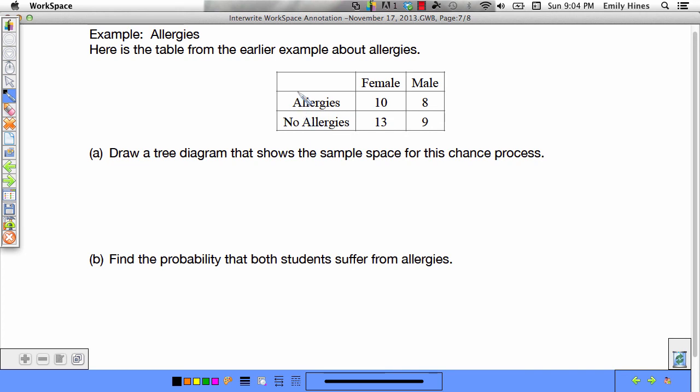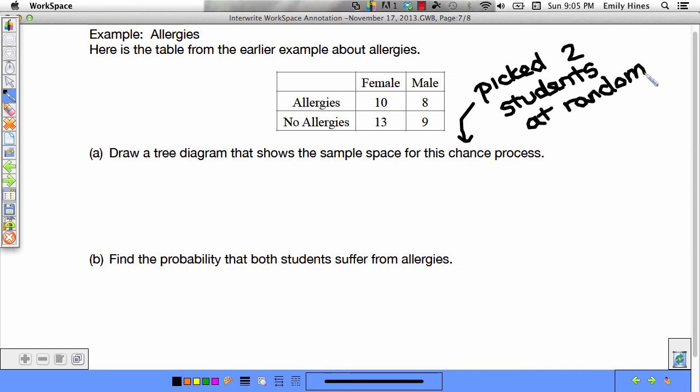In this case, let's make this chance process be that I picked 2 students. Okay, so I need to change my problem up. Earlier it was just picking 1 student, but since tree diagrams work best for a sequential process, let's say we pick 2 students, one right after the other, at random. And if I'm picking 2 students at random, okay, I want to know the probability.